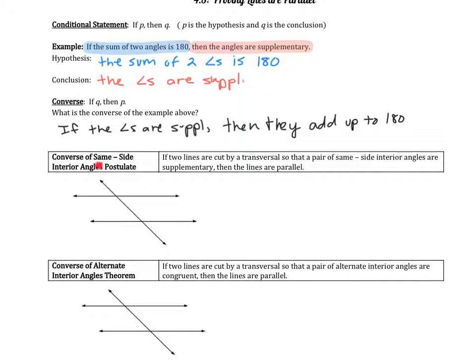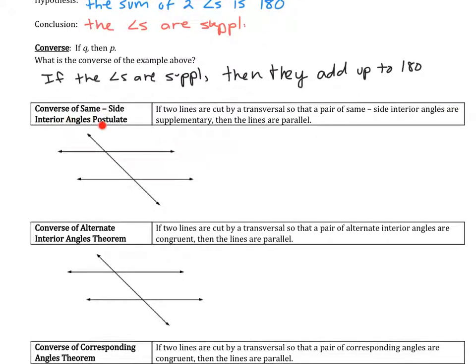We're going to be using the converse of three of the postulates or theorems that we talked about in the previous video. First is the converse of the same side interior angle postulate. I want to remind you that the same side interior angle postulate said that if you have two parallel lines cut by a transversal, then the same side interior angles are supplementary. Now let's look at what they say here. This one says, if two lines are cut by a transversal so the same side interior angles are supplementary, then the lines are parallel.